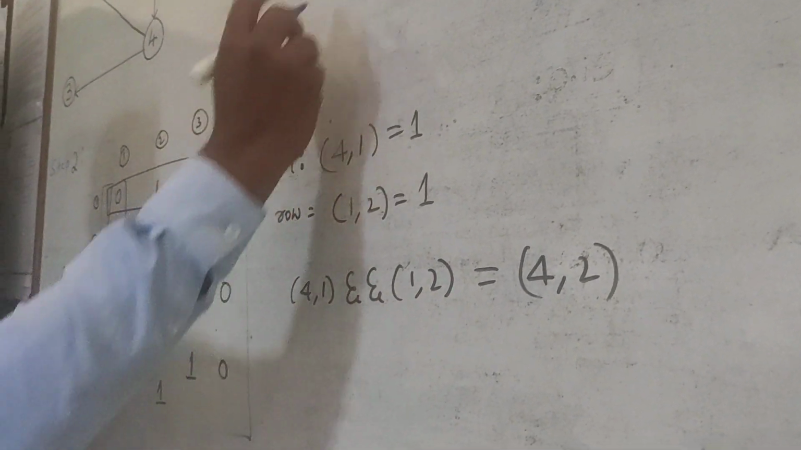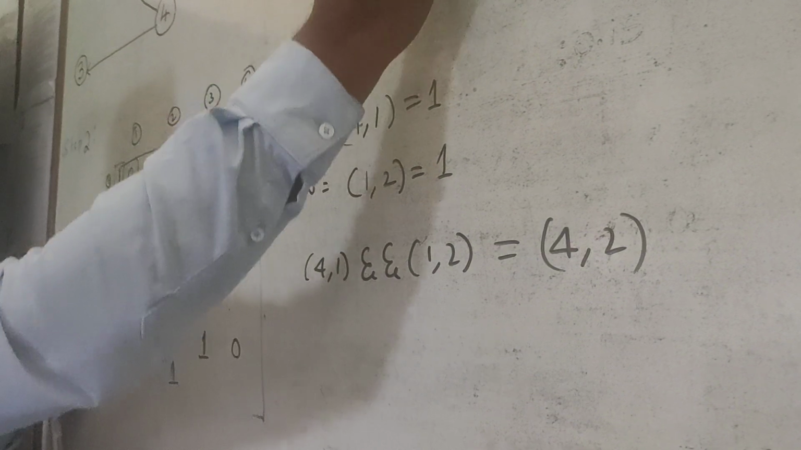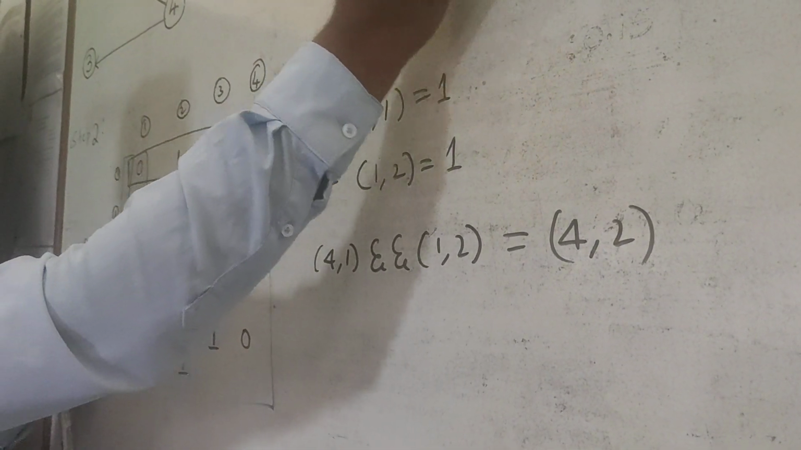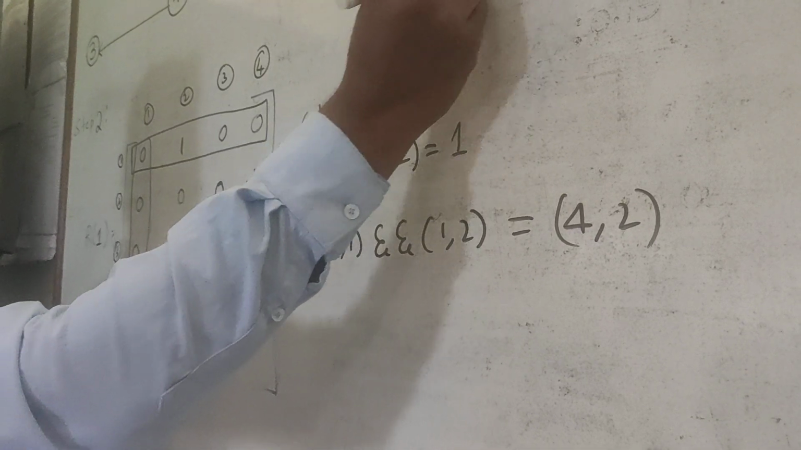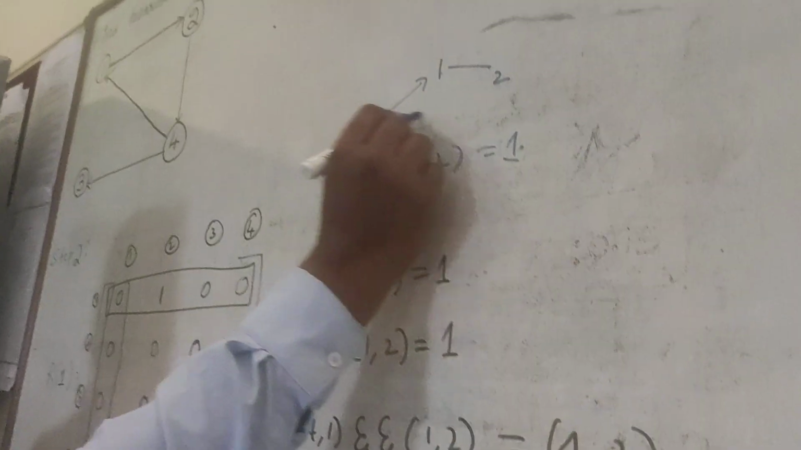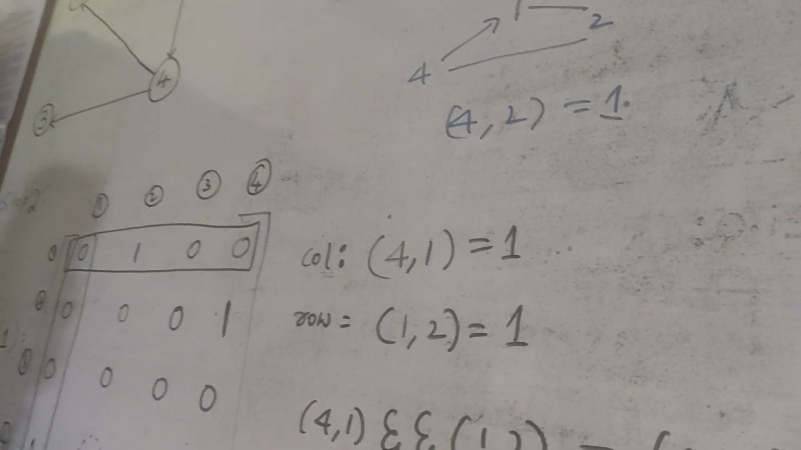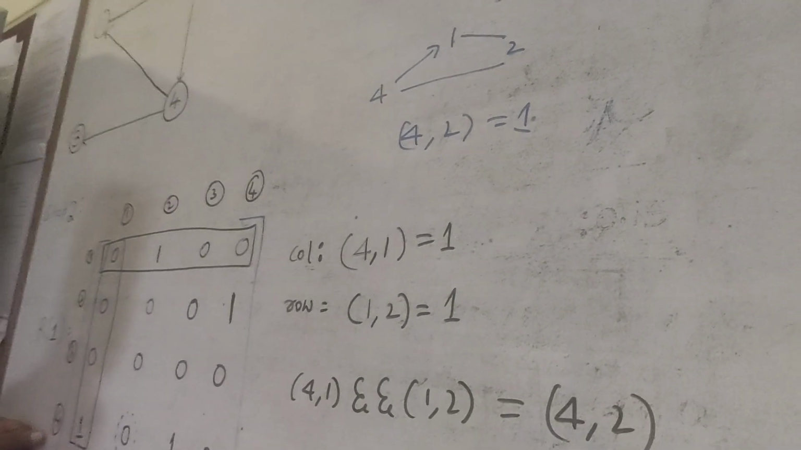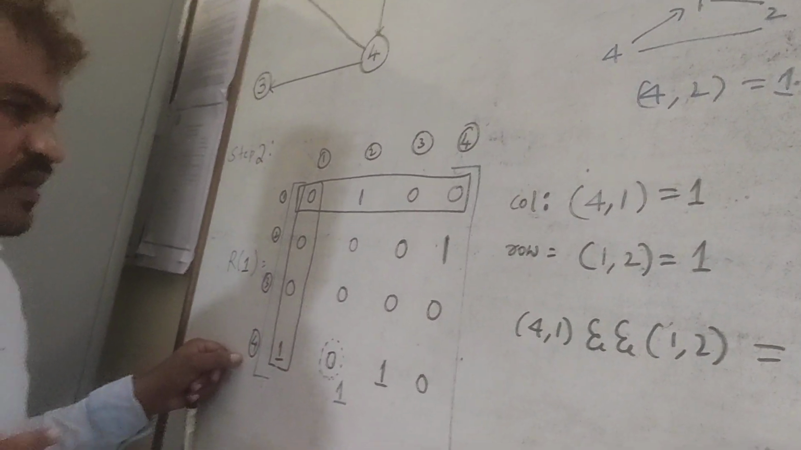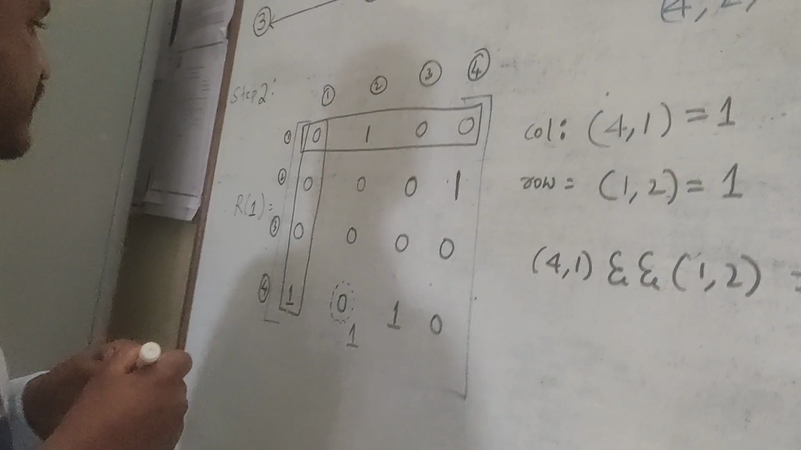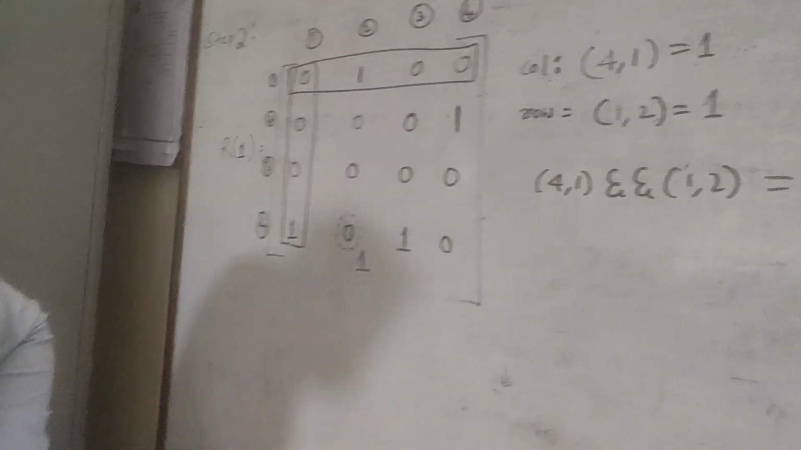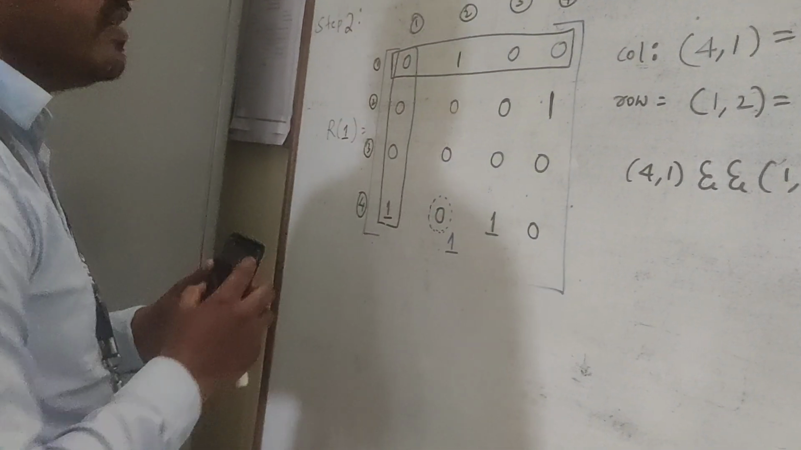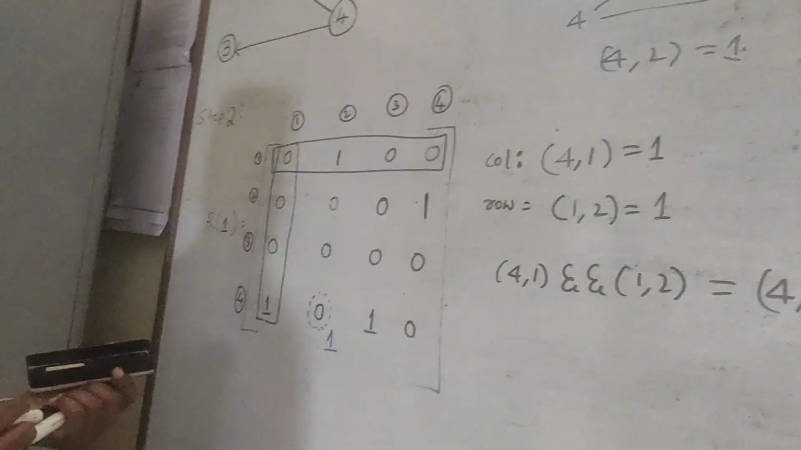Then there is a path 4 to 1. Then 1 to 2. Then we say there is a path existing 4 to 2. That means there is a path existing like this. That's the idea behind the Warshall algorithm. Next, this is step 2. It is finished. Those are the only combinations possible. Next, you go for step 3.